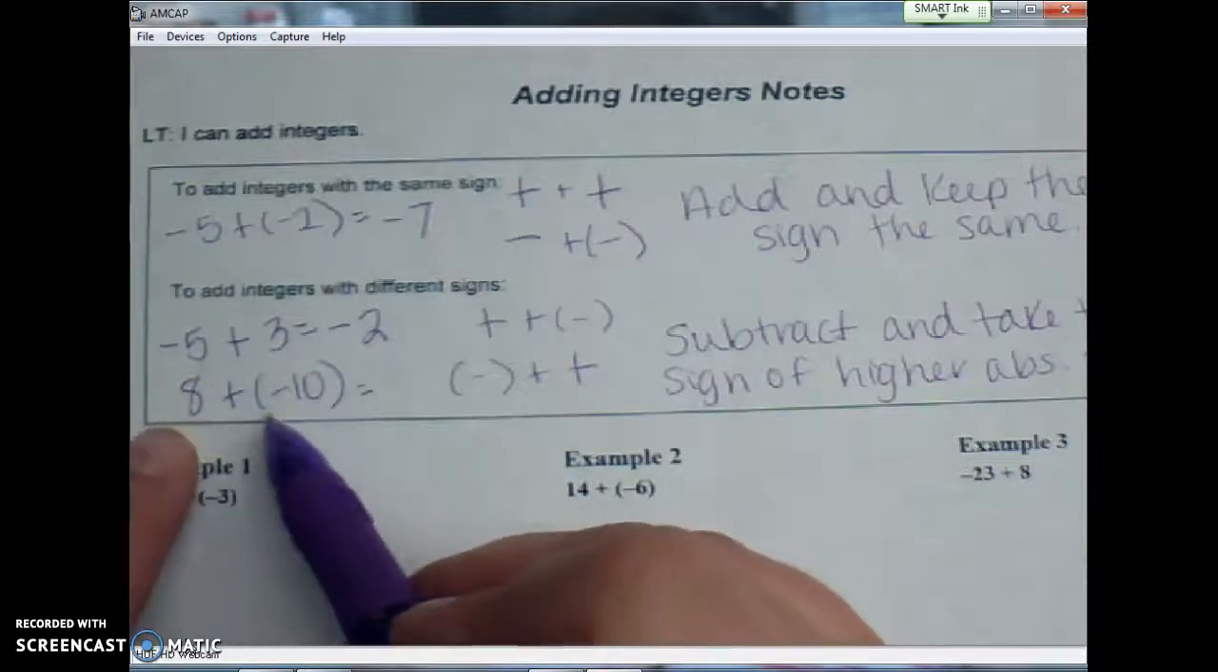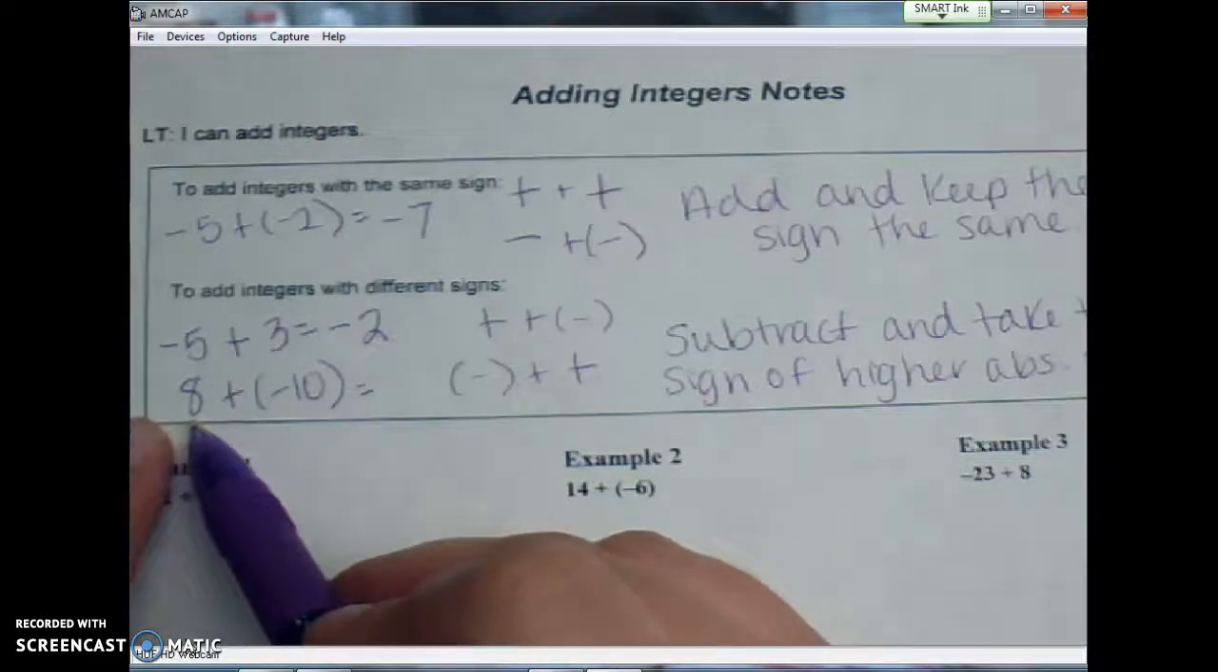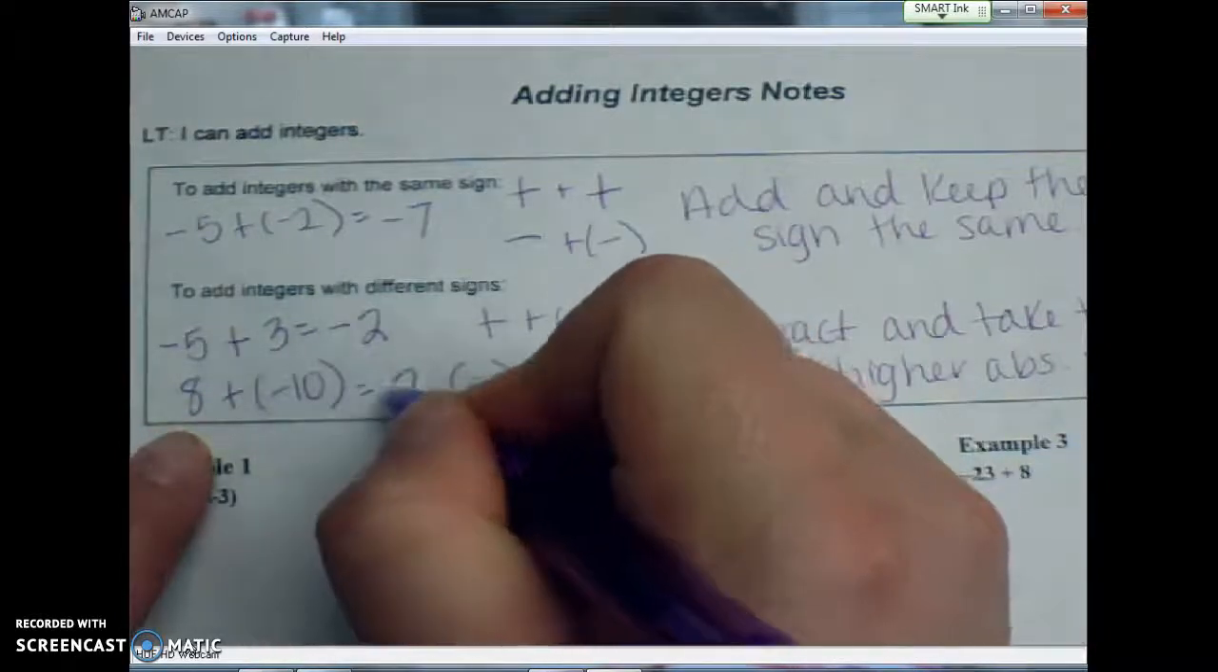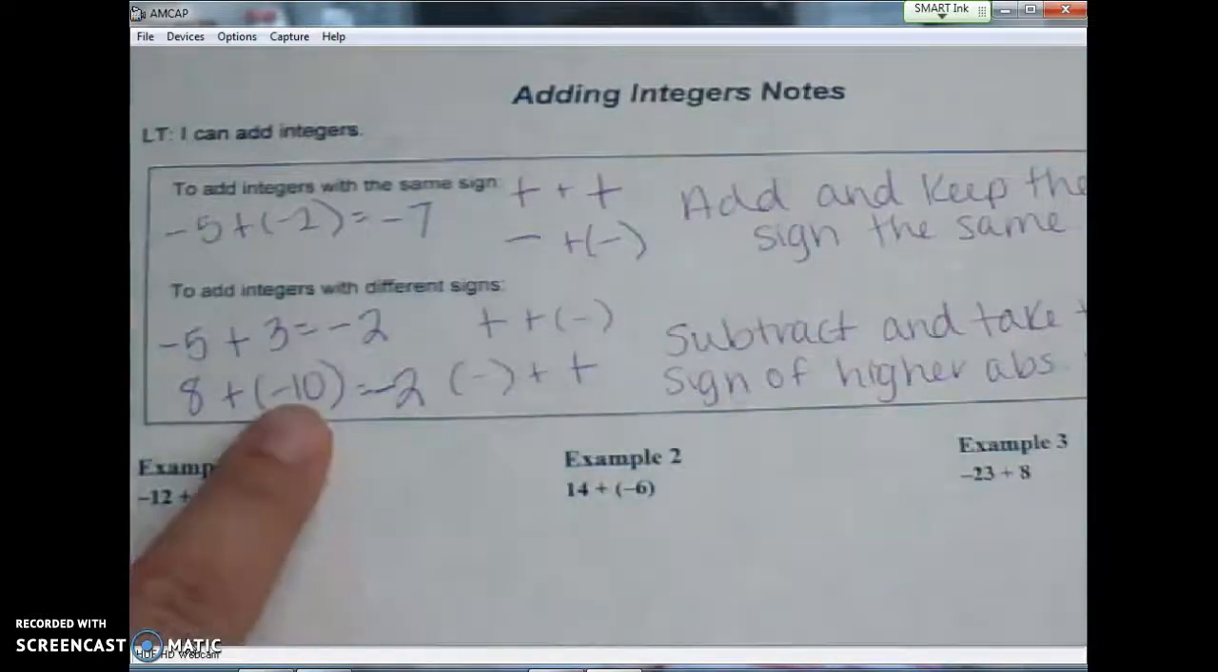On the second problem, I've got 8 plus -10. So 10 minus 8 would be 2. The answer is also -2 because I have more negatives than positives.